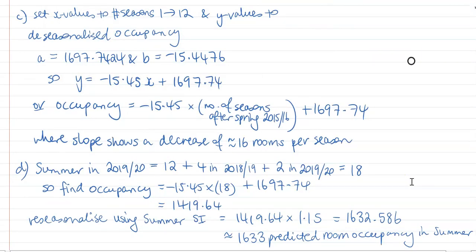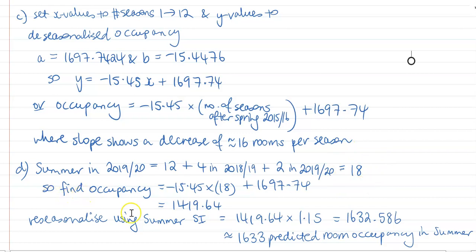For part D, it wants us to predict the occupancy in summer of 2019-20. So if I consider where that is in terms of the timeline, I've got the 12 existing seasons plus 4 seasons of the 2018-19 year plus 2 into the 2019-20. So altogether, that's 18 seasons after we've started.